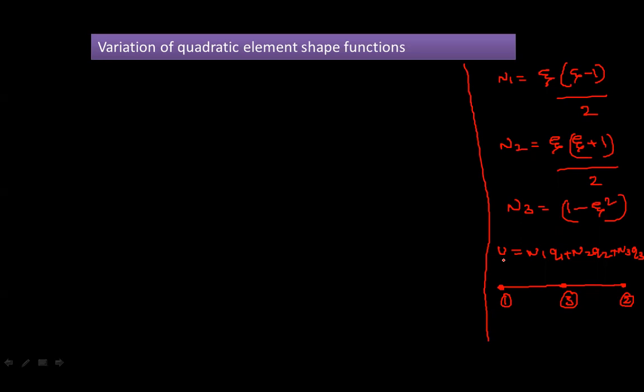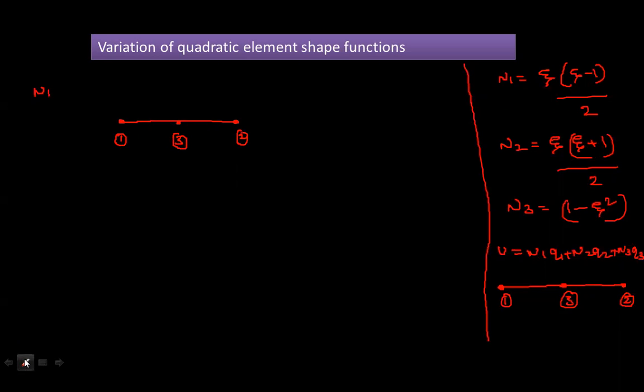So here the displacement function can be said as u is equal to N1 q1 plus N2 q2 plus N3 q3. Now I would like to draw the variation of the shape function. Let us first draw the variation of N1. I would like to take the same quad element having nodal point 1 as well as nodal point 2. At the middle it is nodal point 3.